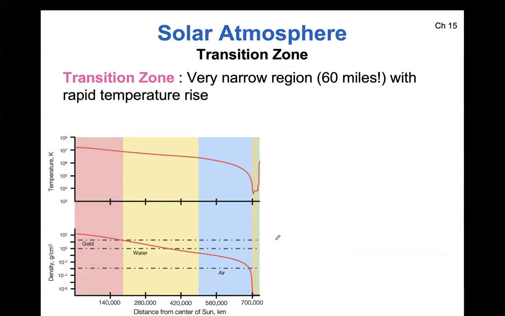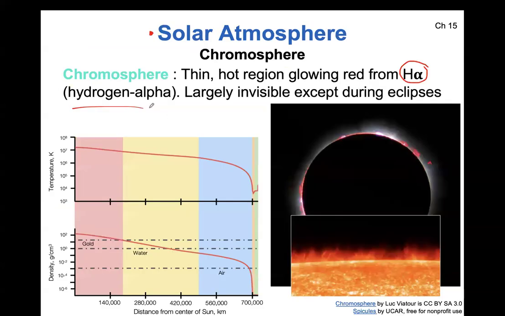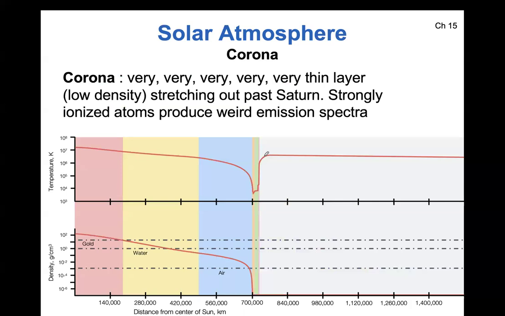Next in the atmosphere is the transition zone. This is just a narrow region where the temperature rapidly starts to rise. We go from the atmosphere being cool at first, but then already becoming hotter when we were in the chromosphere, but then becoming much, much hotter.